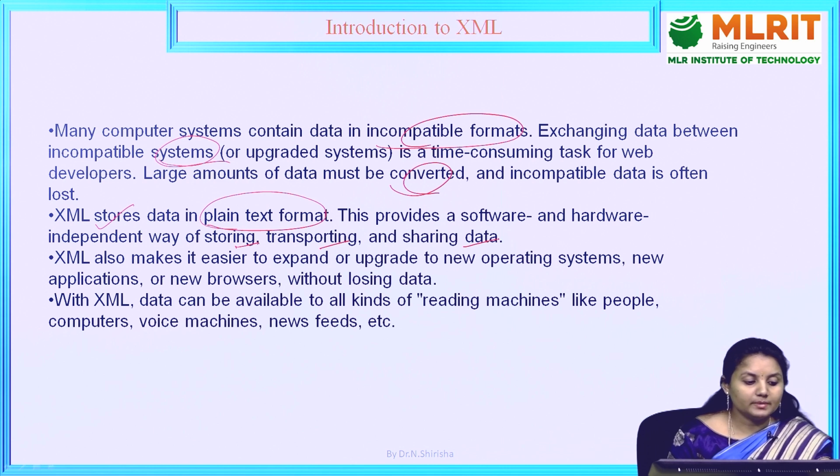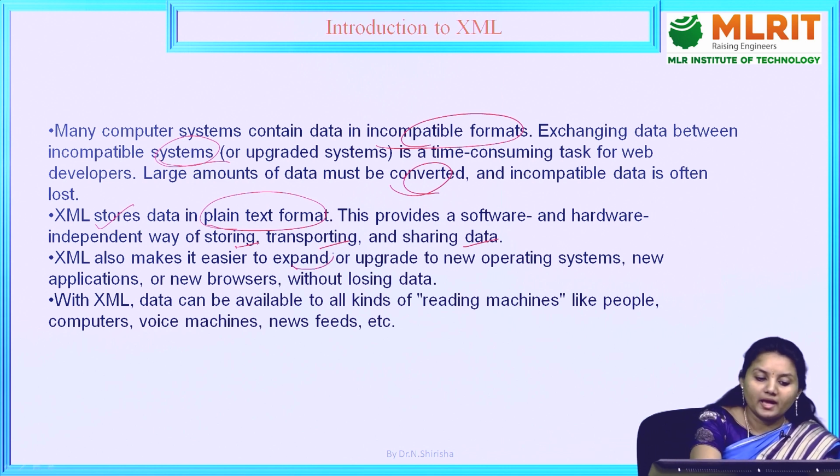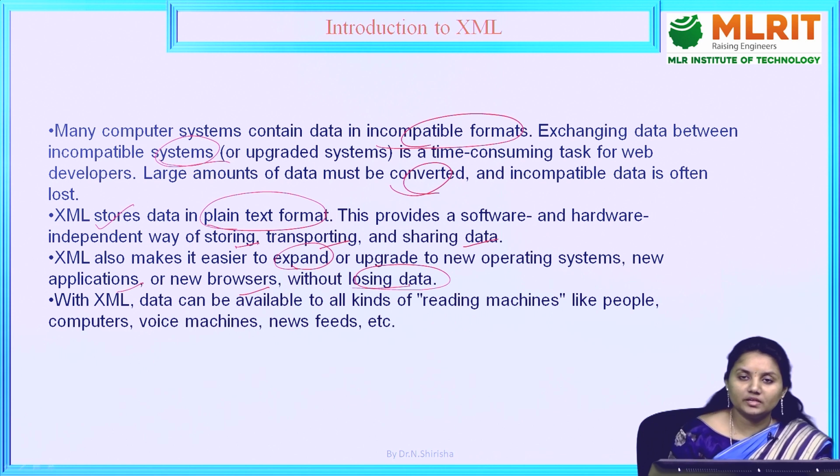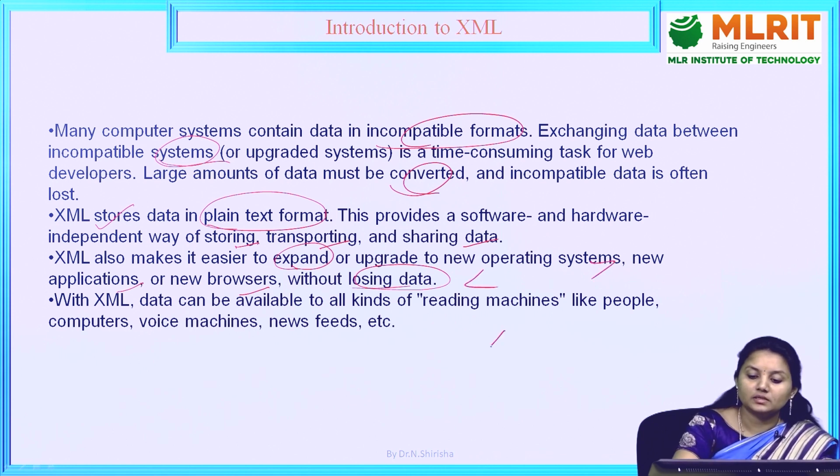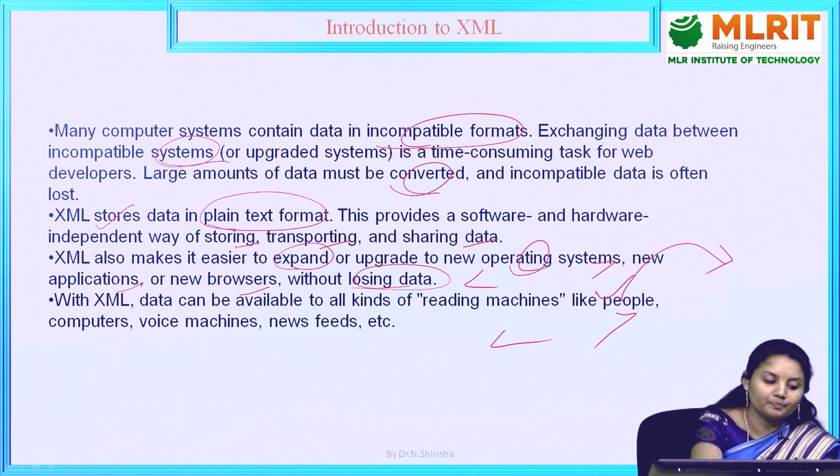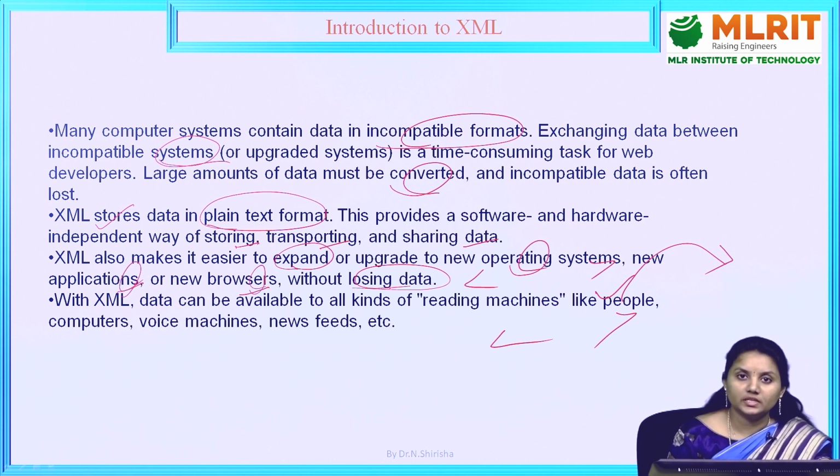So, XML also makes it easier to expand and upgrade to new operating systems, new applications, and new browsers without losing the data. Simply, you are giving the data in the form of tags. Therefore, this data can be transmitted even though you are using any operating system, any application, any browser, without losing the data, because those are all bound together.